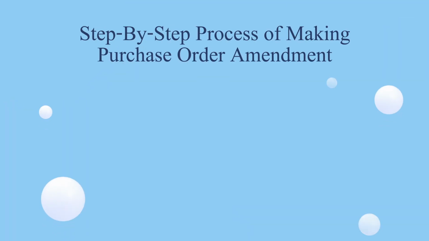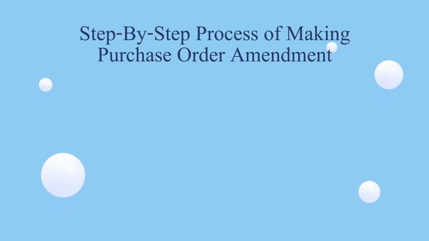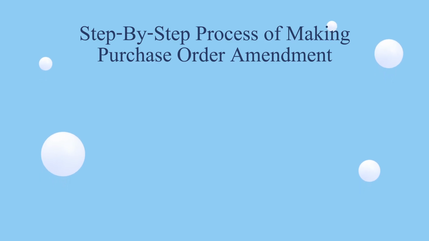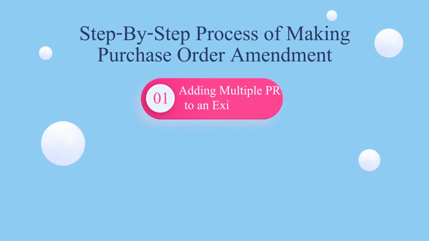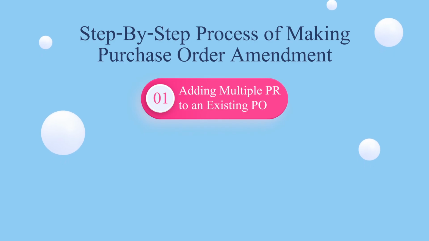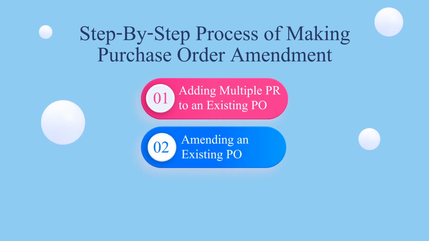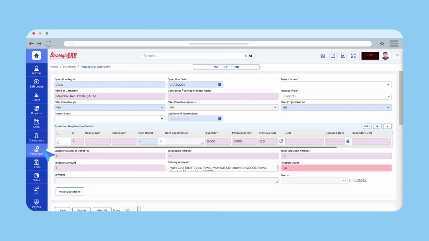Let us understand the step-by-step process of making purchase order amendment in Strategic ERP. The PO amendment process includes two main types. The first one is adding multiple PR to an existing PO, and second is amending an existing PO, which allows you to change rates, modify quantities, short close the PO, or cancel the PO.